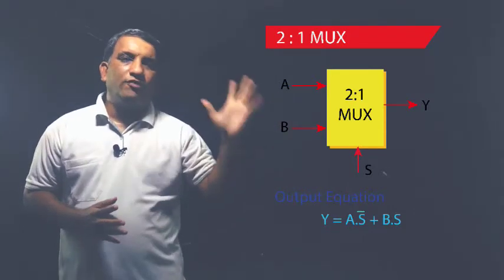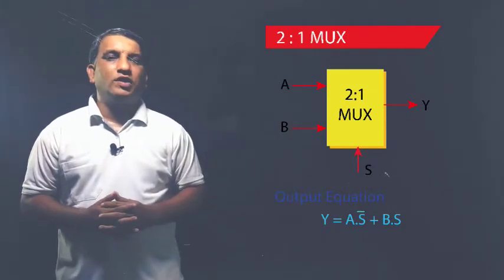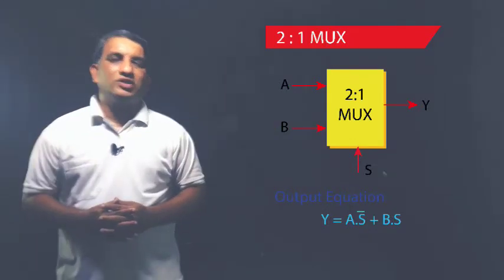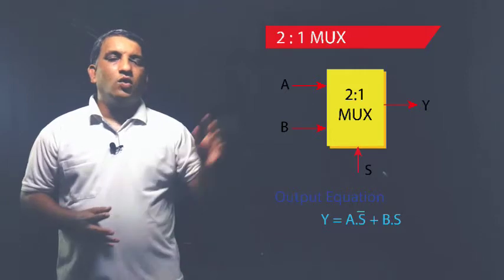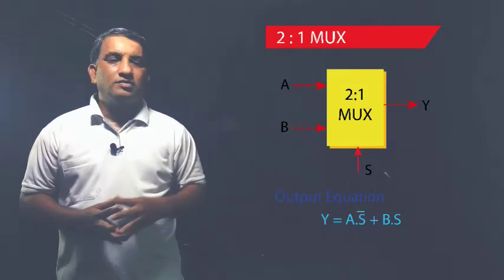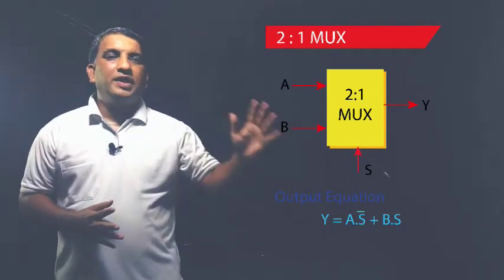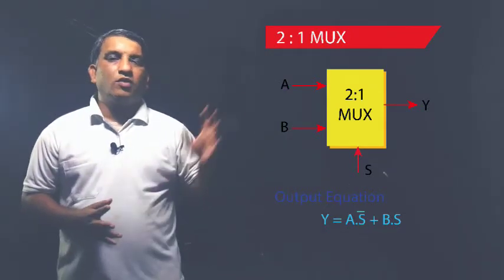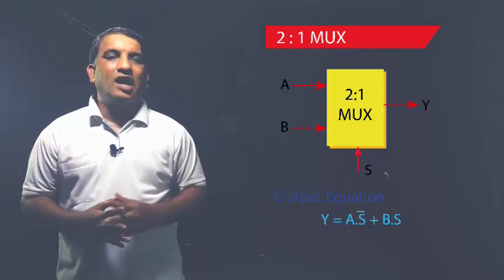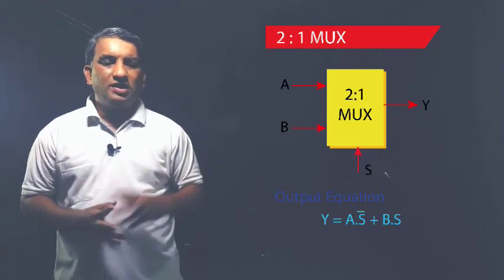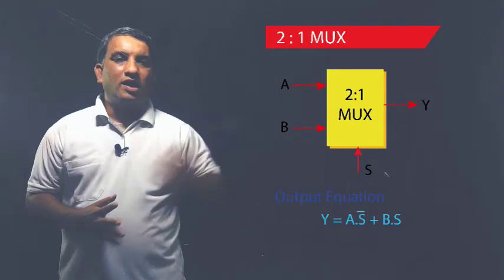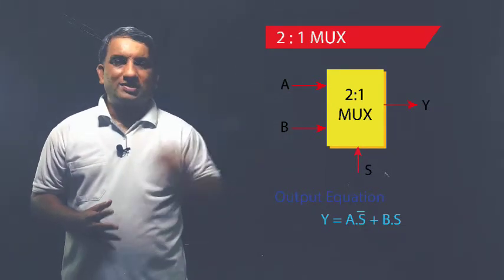So if you know the functioning of this 2:1 multiplexer, we can get the output equation for this multiplexer as Y is equal to A into S bar plus B into S. So from this functioning of the 2:1 multiplexer, I will get the output equation. I am repeating the output equation, that is Y is equal to A dot S bar plus B dot S.